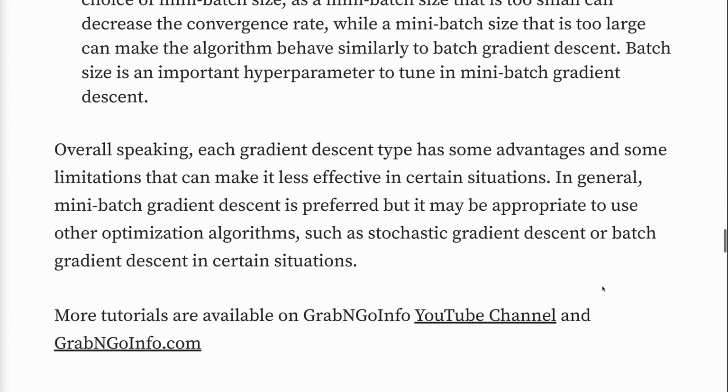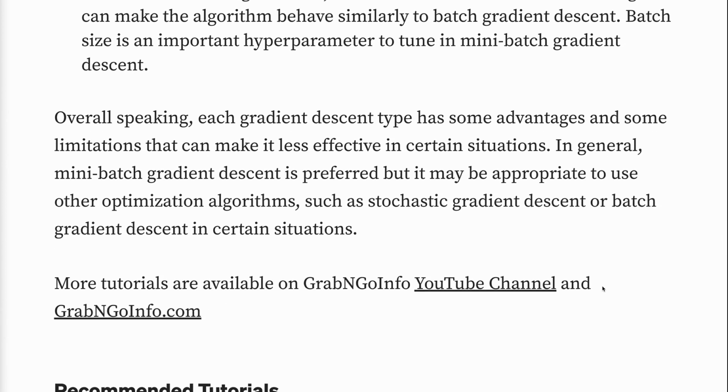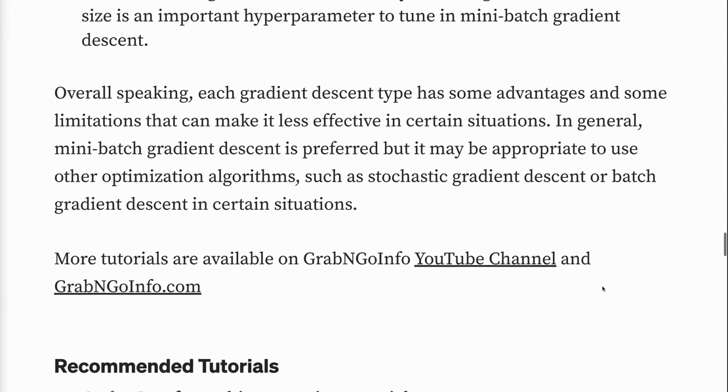Overall speaking, each gradient descent type has some advantages and some limitations that can make it less effective in certain situations. In general, mini-batch gradient descent is preferred, but it may be appropriate to use other optimization algorithms, such as stochastic gradient descent or batch gradient descent in certain situations.